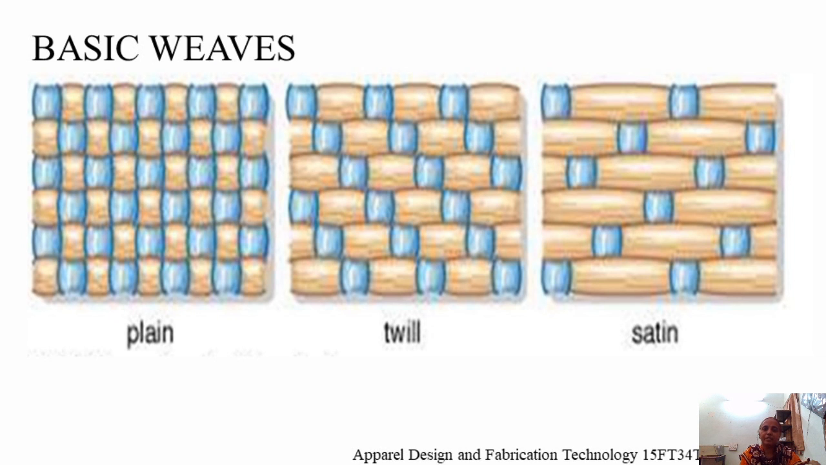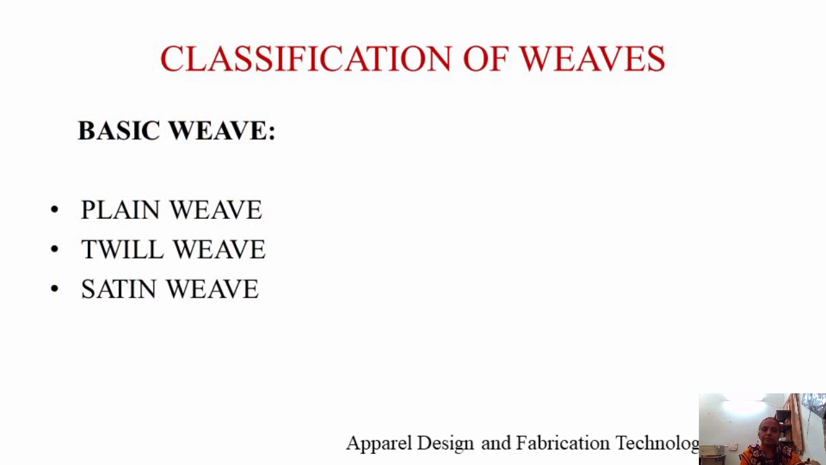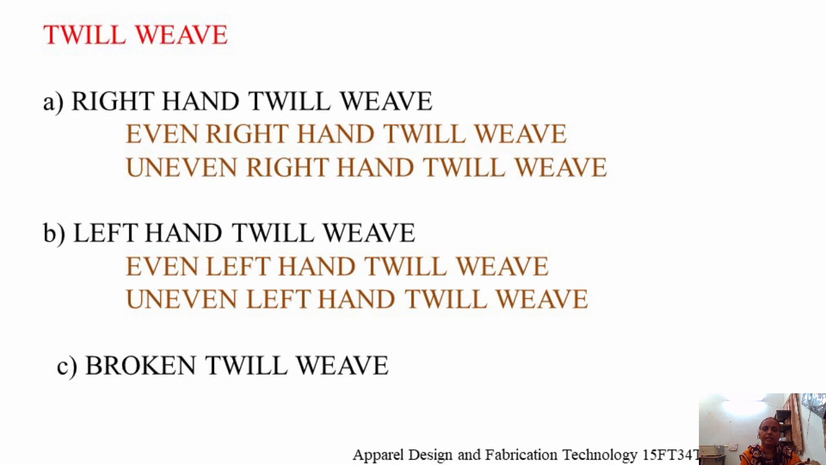So here if it is in this way, this is known as the left hand twill weave. If the diagonal effect comes from this to this, this is known as the right hand twill weave. So in this way you can classify the twill weave into right hand twill weave, left hand twill weave and the broken twill weave. Right hand again has two types, even right hand twill weave and uneven right hand twill weave, depending on the number of warp and weft yarns used for the construction. Again the left hand twill weave is classified into even left hand twill weave and uneven left hand twill weave. And the third one is the broken twill weave, the herringbone twill weave, that is the combination of both the right and the left hand twill weave.